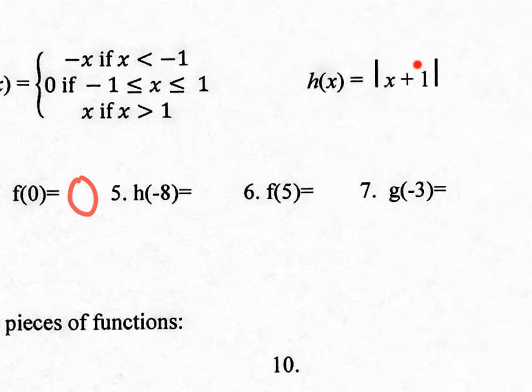Negative 7. And what's the absolute value of negative 7? 7. So the answer is 7. Whoa, wrong one. Right there. So the answer is 7 for h of negative 8.